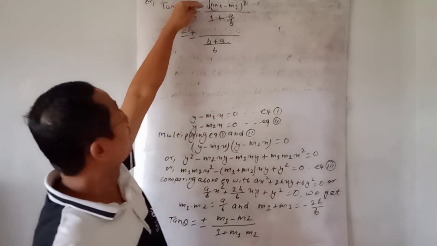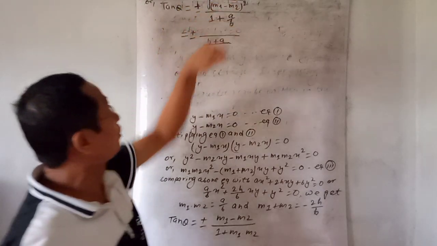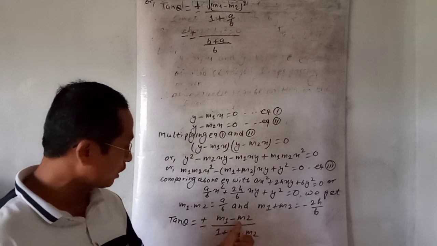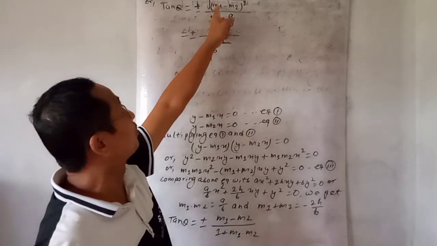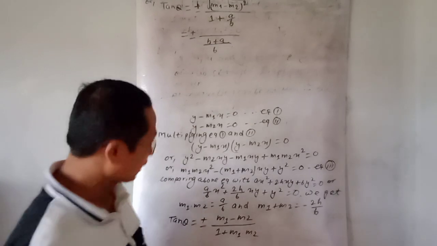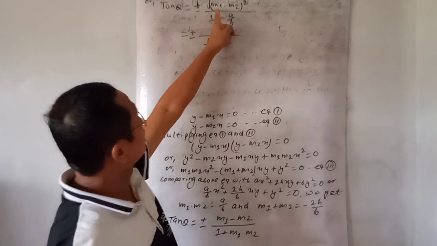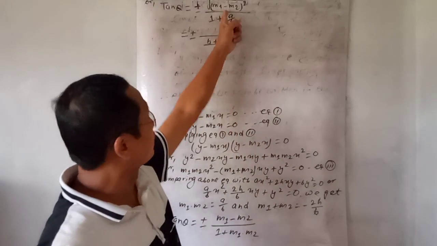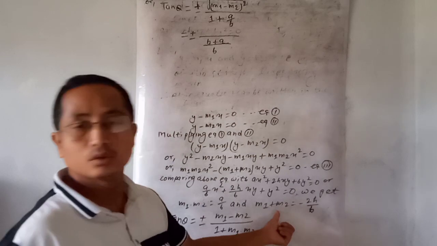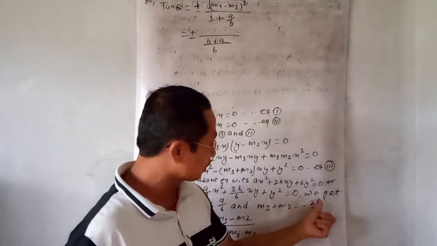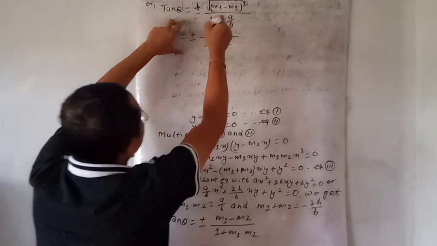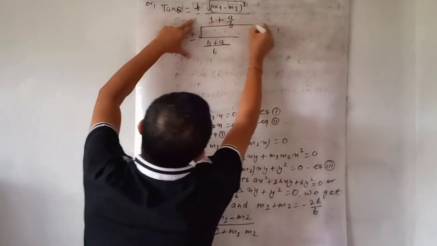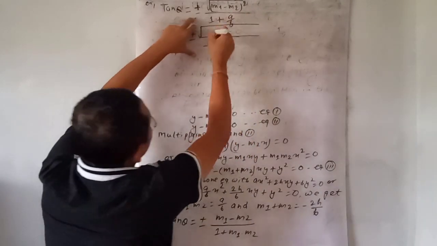When we remove the square, the root will be cancelled and the result will be m1 minus m2. That's why in place of m1 minus m2 we can write root of m1 minus m2 of whole square. Now we have to bring this in the form of m1 plus m2, so that we can put the value of minus 2h by b.